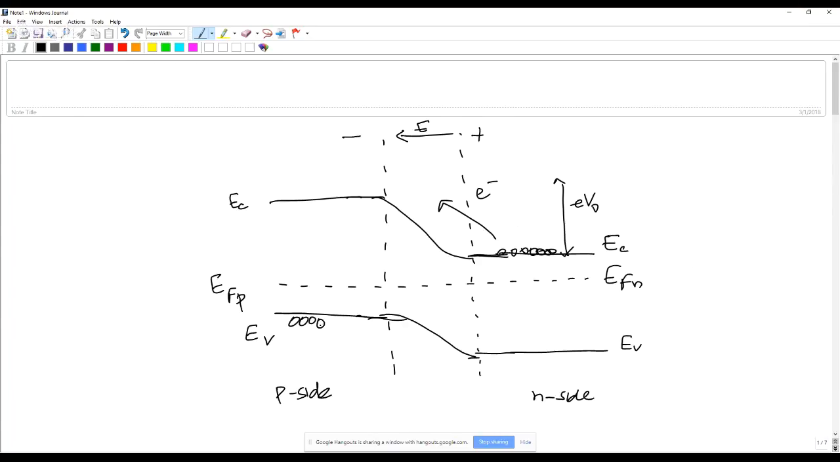Similarly, there are a lot of holes on the P side. They also have an energy barrier, which is the same. So let me just redraw this more clearly. So they also have an energy barrier to go across, which is why you don't have any current flowing in the case of a PN junction. So you can compare this energy diagram with what we drew for a Schottky junction, and there are some similarities with the way we draw this.